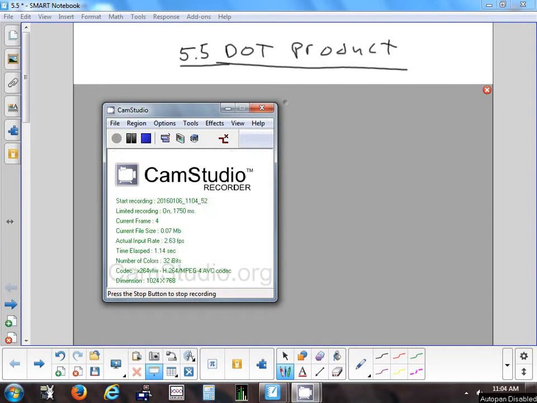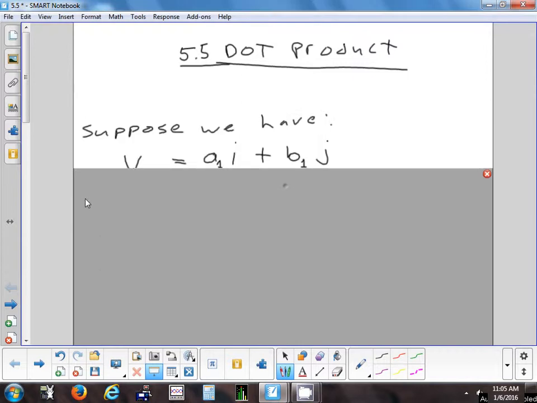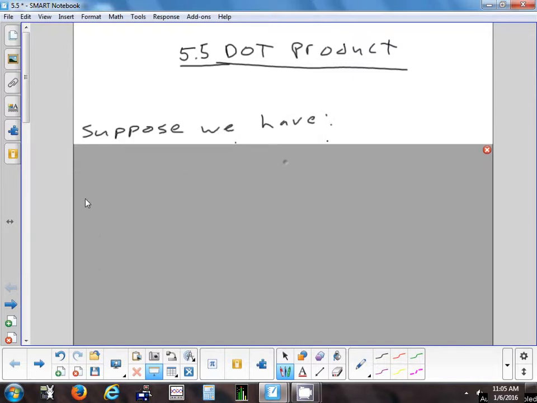Right, so section 5.5 is on the dot product. Up until now, we have not multiplied vectors together. We've multiplied a vector times a number, which makes it longer or shorter, but we haven't multiplied a vector and a vector. We've added vectors, we've subtracted them. Now we'll look at multiplication.